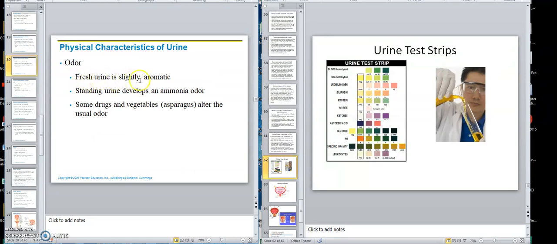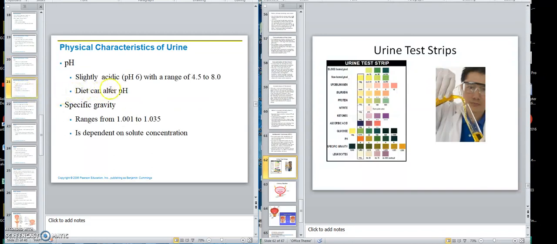Odor, first urine is slightly aromatic. Okay, that ammonia stuff that's in there, see, the nitrites and so forth. Standing urine develops an ammonia odor, primarily due to bacteria that occur in the urine if it just stands for a long time. Some drugs and vegetables alter the usual odor.